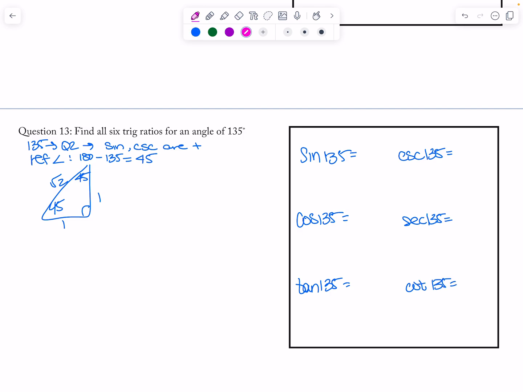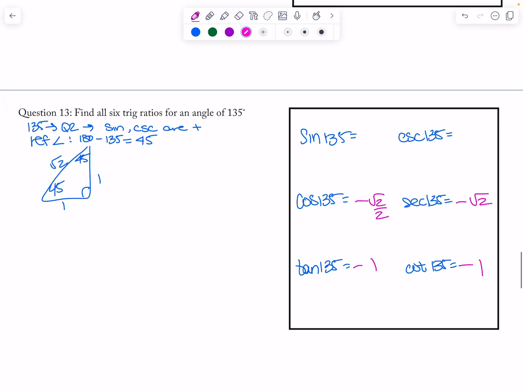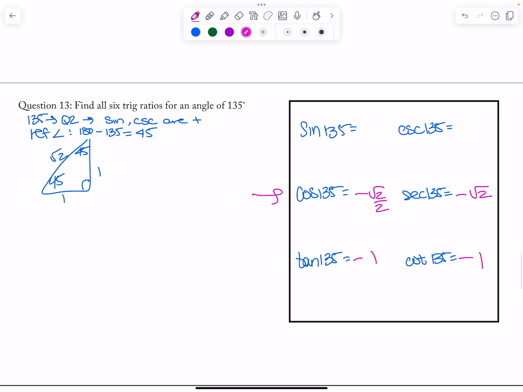And so now sine and cosecant are positive. Everybody else is negative. So then I get a root 2 over 2, a root 2 over 1, and then tangent is 1, so is cotangent. Okay. With this whole cosine business, it would have been 1 over root 2, but then when I rationalize the denominator, right, I get root 2 over 2.